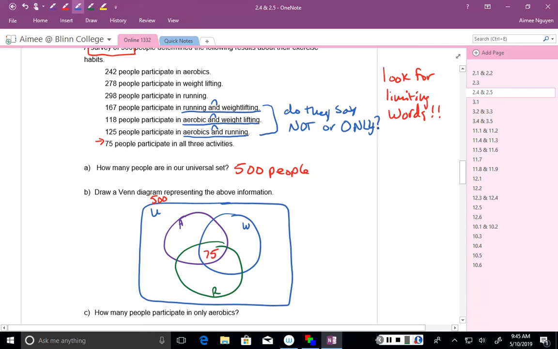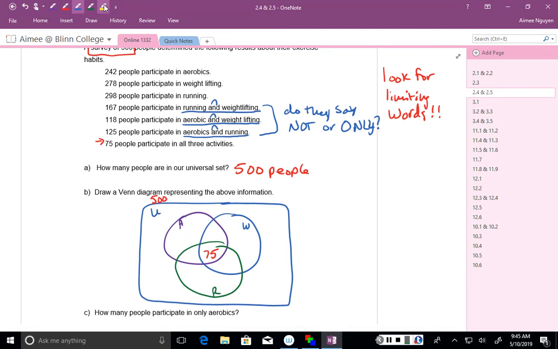So those would be limiting words, right? If I said they participate in aerobics and running but not weightlifting, or if I said they only participate in aerobics and running, that's different than when it says that they participate in aerobics and running, because now I'm including everybody. I don't care if they lift weights or not. All I care is that they do aerobics and they run, right?